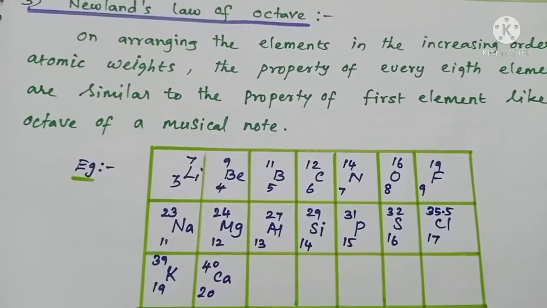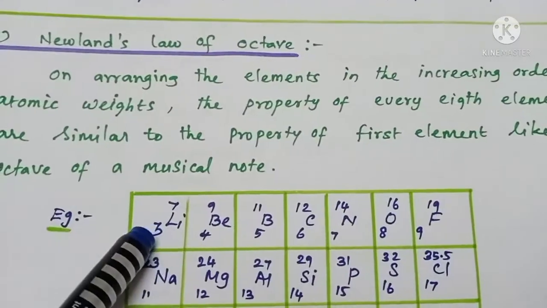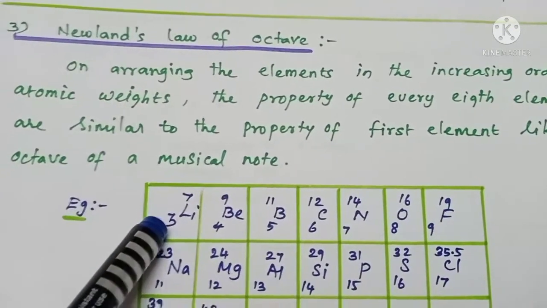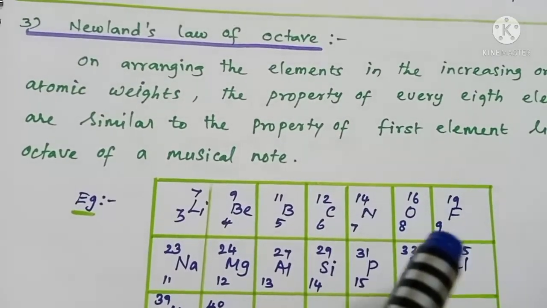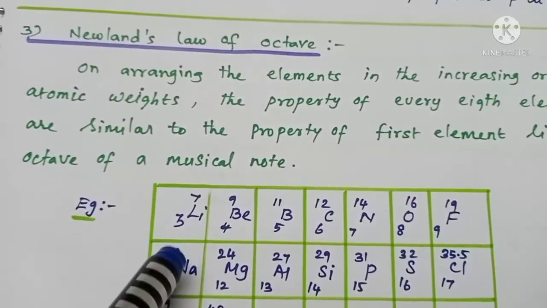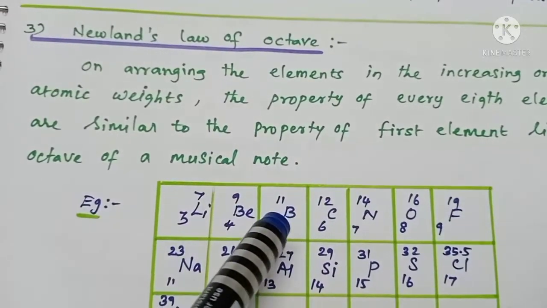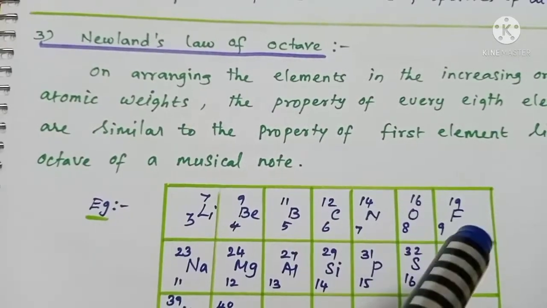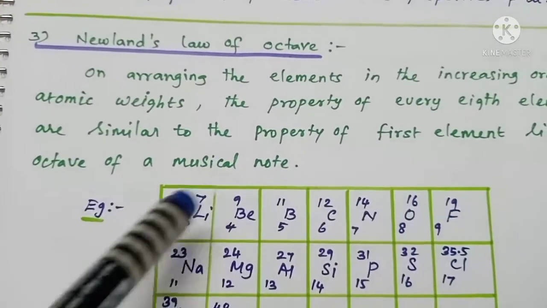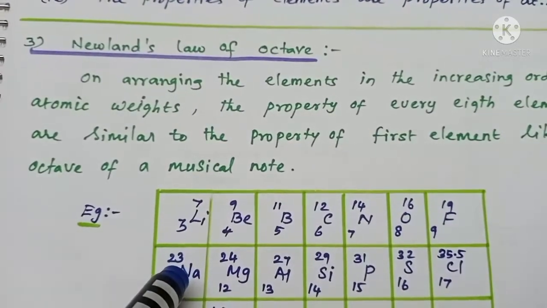Look at the example given there. Lithium is the second row element in the modern periodic table: lithium, beryllium, boron, carbon, nitrogen, oxygen and fluorine, isn't it? Then it is followed by sodium. When you start here with number 1, lithium, 2 beryllium, 3 boron, 4 carbon, 5 nitrogen, 6 oxygen, 7 fluorine, then the 8th one is sodium. So lithium is the first element, sodium is the 8th element.